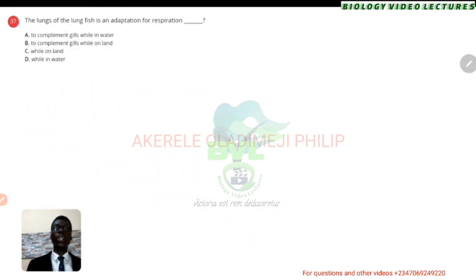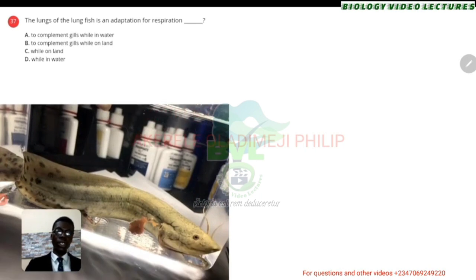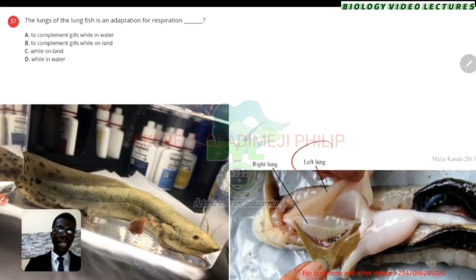The lungs of the lungfish is an adaptation for respiration dash. Okay, it's to complement gills while in water. Yes, that's what it does. Now, this is the lungfish. It has lungs. You can see the left and right lungs, so to say. It has lungs for breathing, like normal kind of breathing. So it has gills, it also has that. So it says to complement the gills while in water. Yes, it helps that.